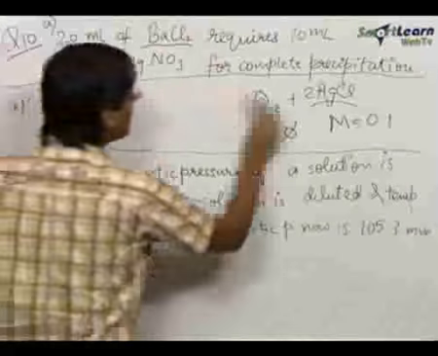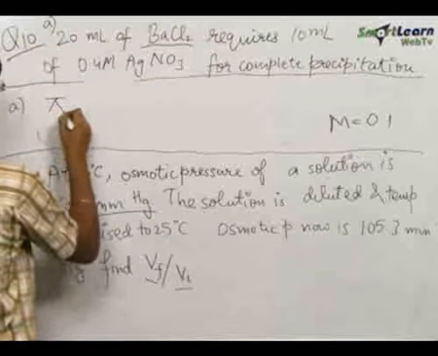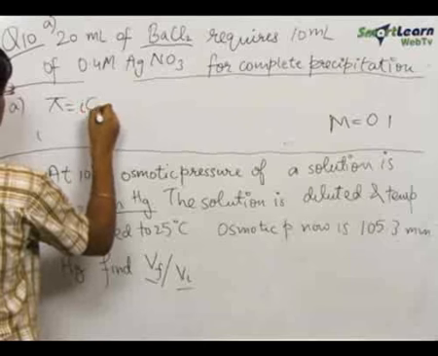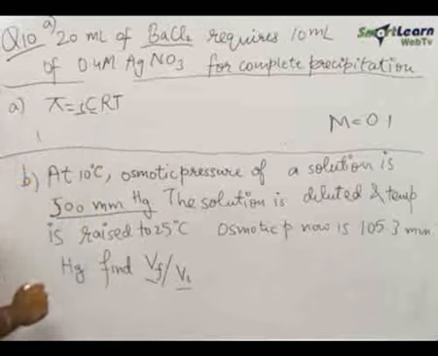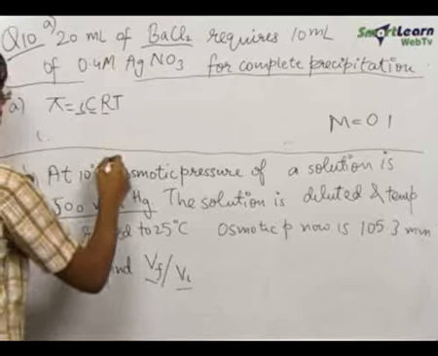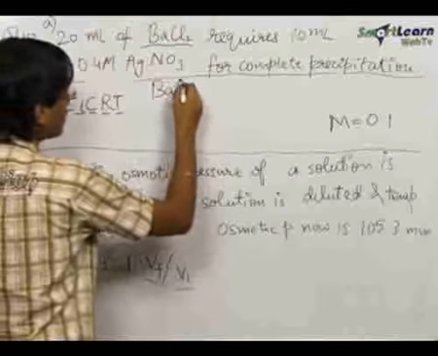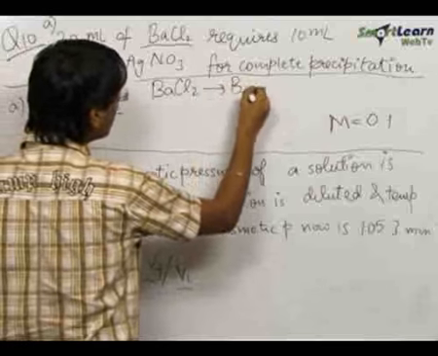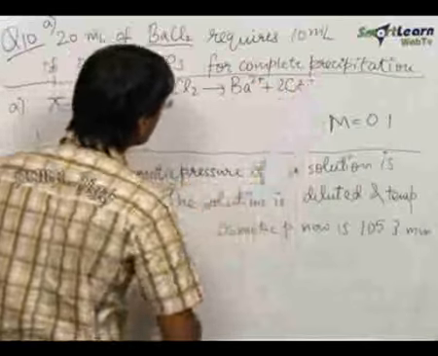Now we need to find the osmotic pressure for this barium chloride solution. We have got the molarity, that is the concentration of this barium chloride solution, and we know that the osmotic pressure is equal to iCRT, where i represents the Van 't Hoff factor, C represents the concentration initially, R is the gas constant and T is the temperature. Assuming 100% ionization, we have barium chloride getting converted into barium 2 plus plus 2 chloride negative.